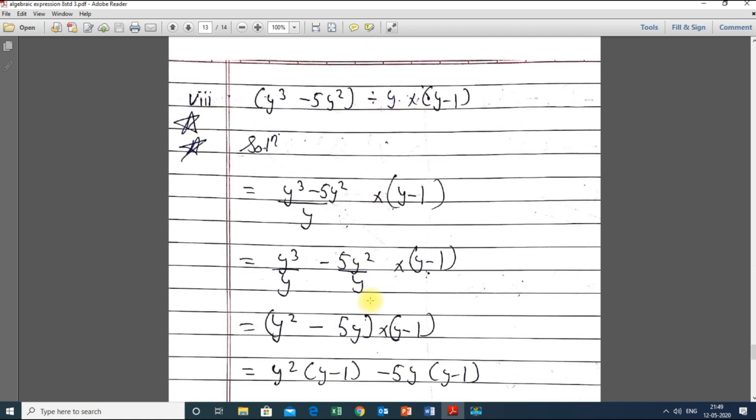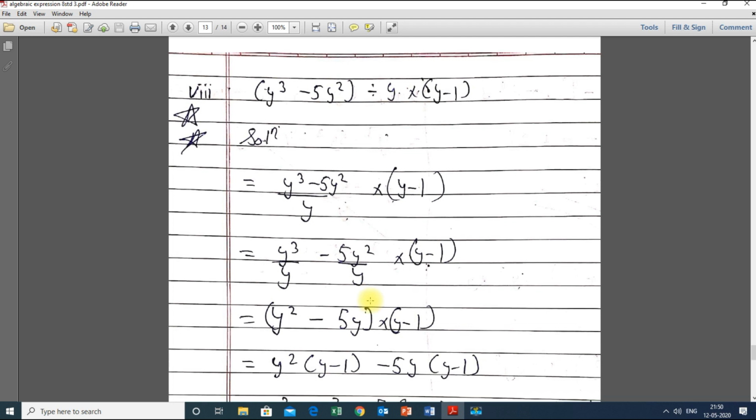Okay, one of the important sums, very tricky and very important in terms of solving. So please concentrate and learn and understand it properly. It's very easy but a little bit complicated. I'll explain why. See, y raised to 3 minus 5y square, in a whole bracket, divided by y into, again there's a bracket, y minus 1.